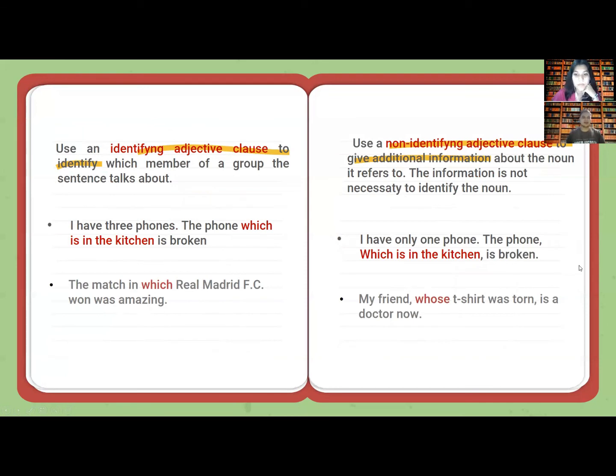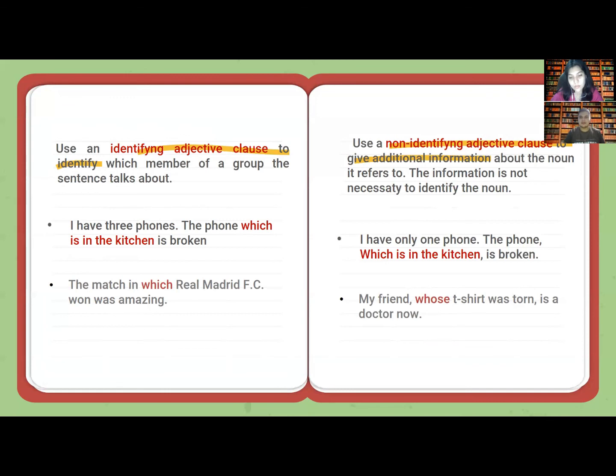We use an identifying adjective clause to identify which member of a group the sentence is talking about. For example, as the previous example, I have three phones, as with the computer examples. I have many computers, and the phone which is in the kitchen is broken.